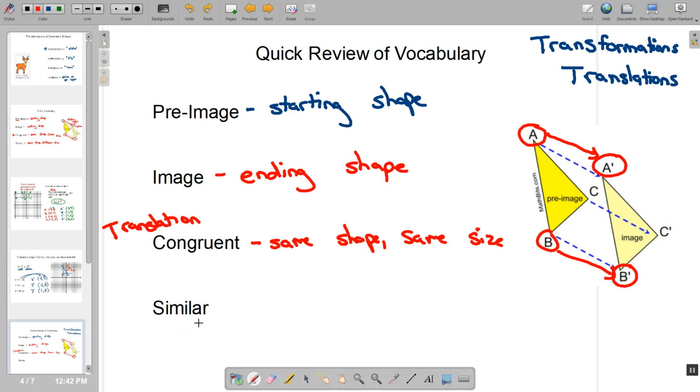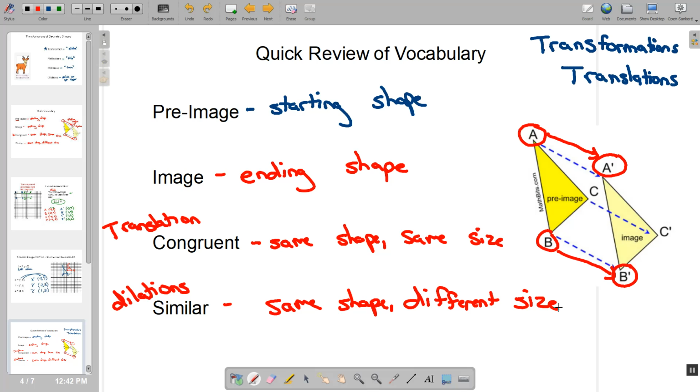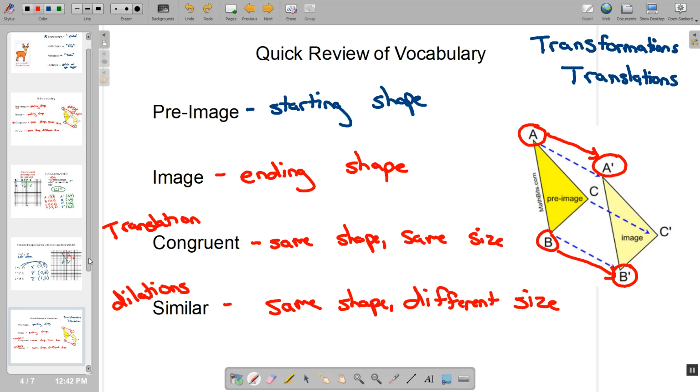And then finally, similar. This is only true for dilations, which will be the 4th section. But similar shapes are when you take something and you make it slightly bigger or smaller. Very important to get the vocabulary down. Now, if you did not get your 5 SPs from this last video, you can get 5 SPs for it in the retake as well by showing me the vocabulary.